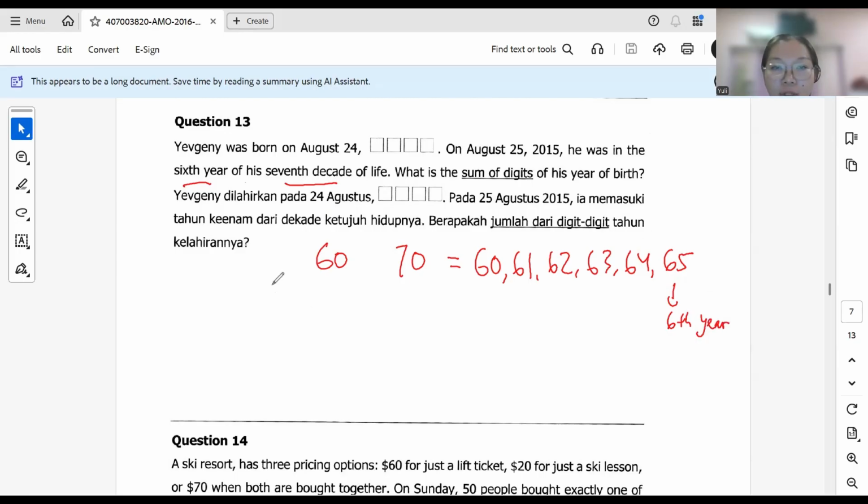So his age is 2015 minus 65. And then you will get, okay, this is the answer. But you have to find the sum of the digits. So the answer is 15.